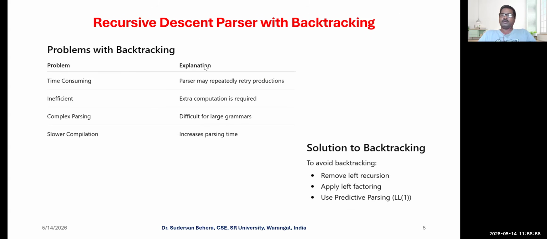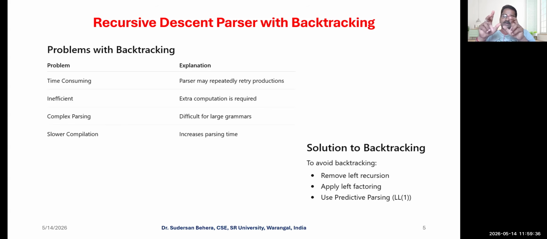Problem with backtracking. What problems have been observed when a parser works with the backtracking principle? The problem is, first of all, it is time consuming because if multiple productions are there, whenever it chooses a wrong production, it needs to roll back. It is not only rolling back in the grammar symbols or in the production process, not only are the productions getting rejected, but also the input pointer, which points to the input buffer, needs to be reset every time to the original position or to the initial position.